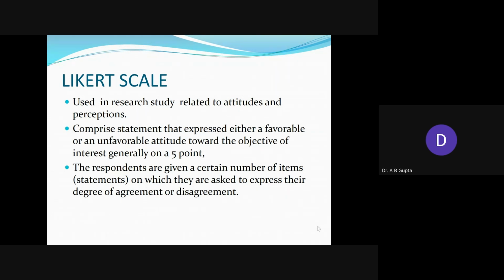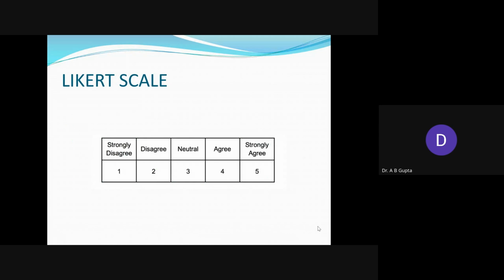It is on a 5-point scale, and respondents are given certain statements and they have to express their agreement or disagreement. So this is a Likert scale. It was developed by the researcher Likert, so that is why it is called a Likert scale. So mainly focusing on the attitude. Let me show you this one, and then the things will be very clear.